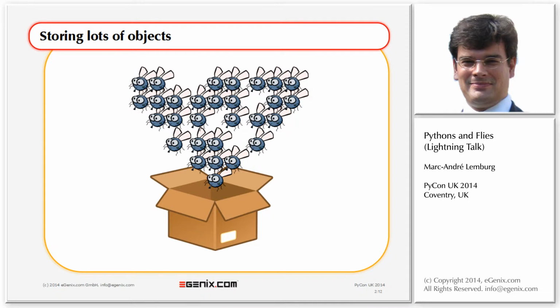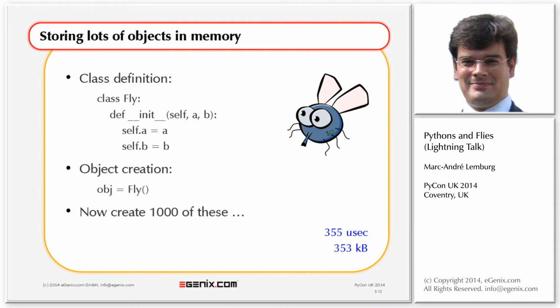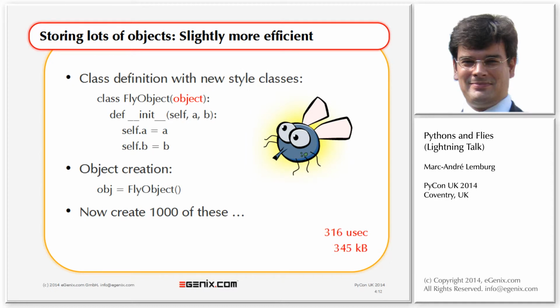Well, first of all, you could use the simple naive approach. You simply don't care. You just create all the objects in memory, and then the memory just overflows, and you're stuck with a memory error. Now, that would be this kind of approach. So you define your objects, you put all your objects in memory. This example with 1,000 objects uses 353K. You can do a little better if you use new style classes and use objects. It goes down to 345K.